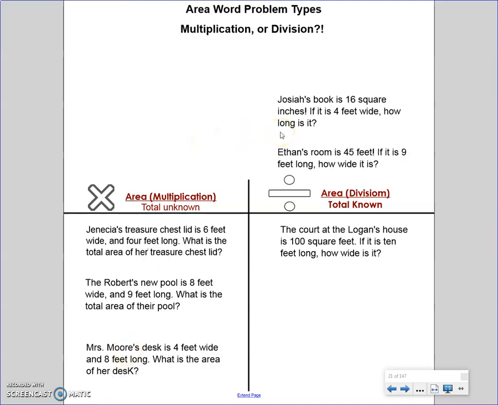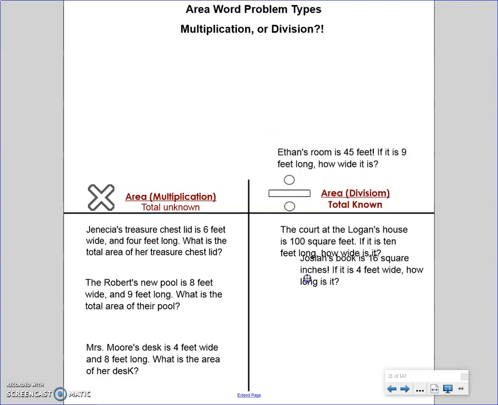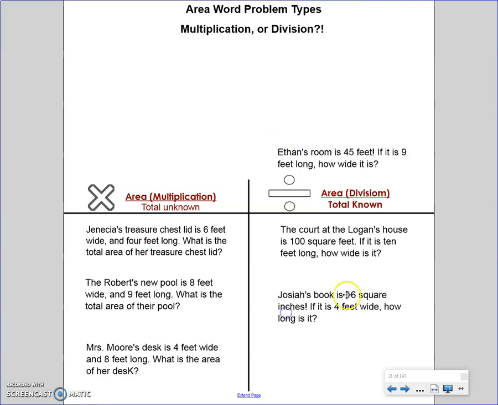Look at the next problem. Josiah's book is 16 square inches. If it is 4 feet wide, how long is it? I respectfully agree. This is a division problem because we know the total area, 16 square inches, and we're trying to find the length. Here's the last problem.